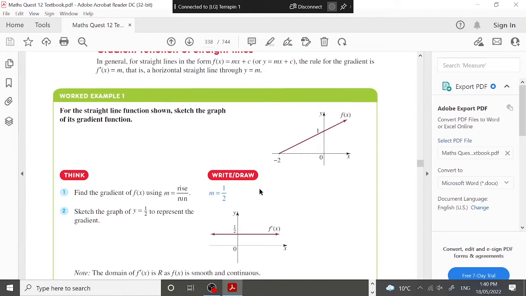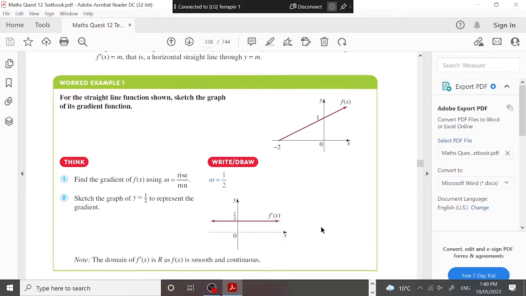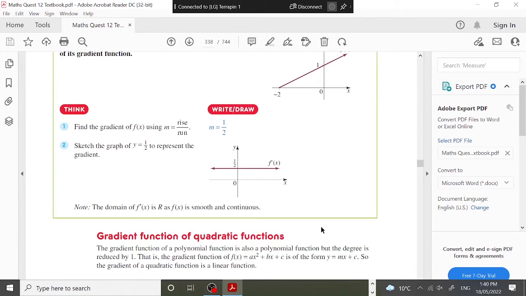So if I wanted to draw the derivative function or the gradient function of that, I just need to draw a horizontal line as shown here, passing through a y value of 1/2. That's saying our derivative function, using the notation f dash of x to represent the derivative, is just a horizontal line through y equals 1/2.